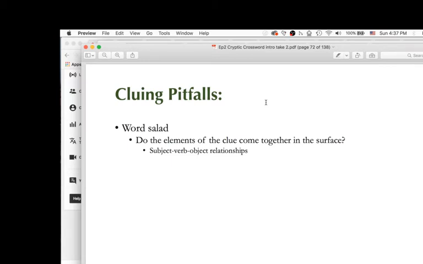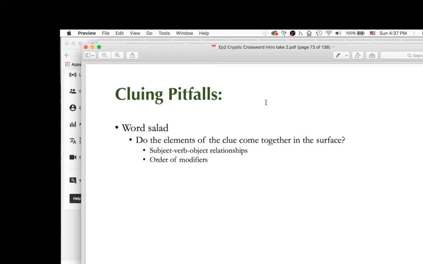That includes subject, verb, object relationships, which covers everything from tense and number agreement to, if you have a transitive verb, what sort of an object can it take? You know, can you do this verb to a person? Can you do it to an object? Can you do it to an idea?